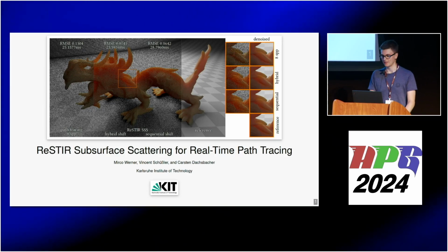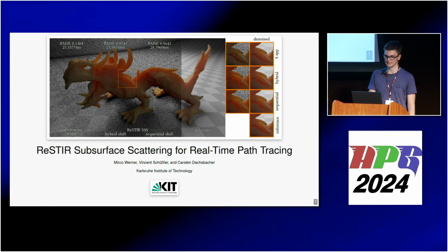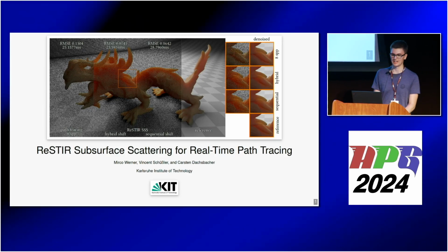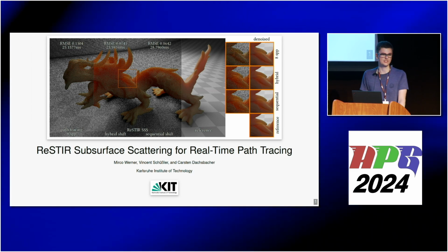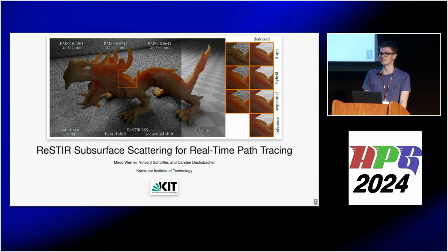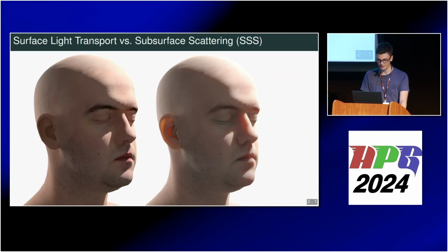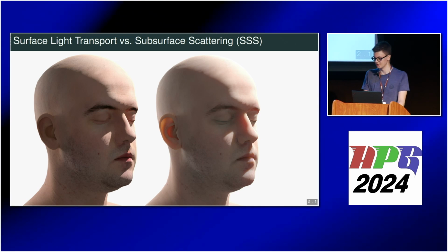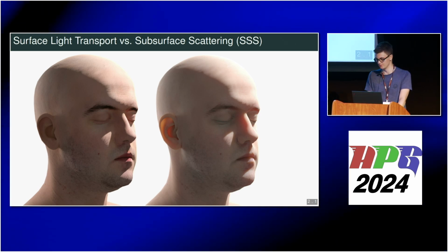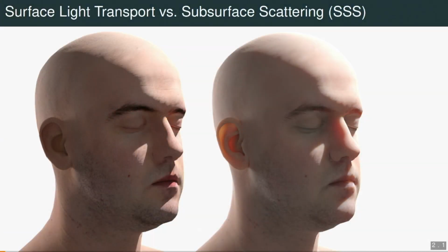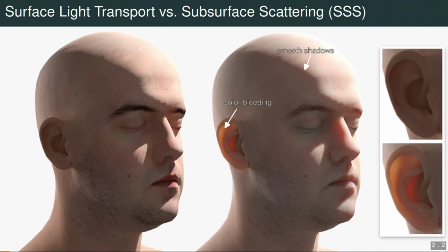I'm presenting our paper, ReSTIR Subsurface Scattering for Real-Time Path Tracing, and I want to start with a quick reminder on what subsurface scattering is and how it is integrated into a path tracer. So subsurface scattering occurs in materials that exhibit noticeable translucency, like human skin, wax, marble, or some fruits. And it is an important visual effect for realistic rendering. And here on the right side, you can see that subsurface scattering creates these smooth shadows and handles color bleeding.